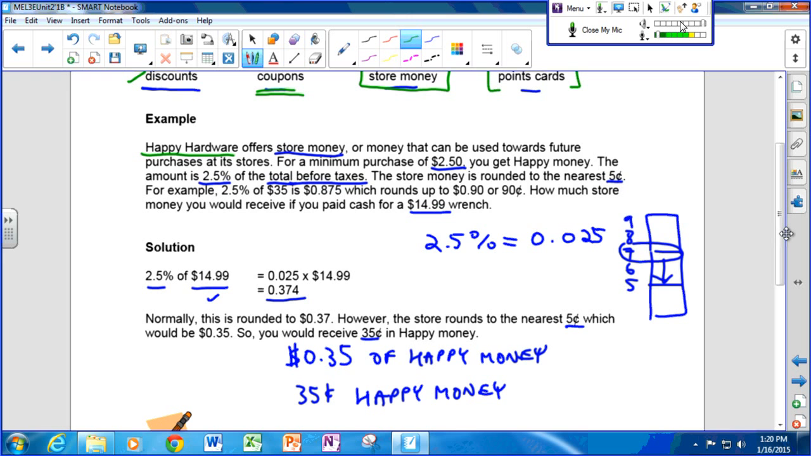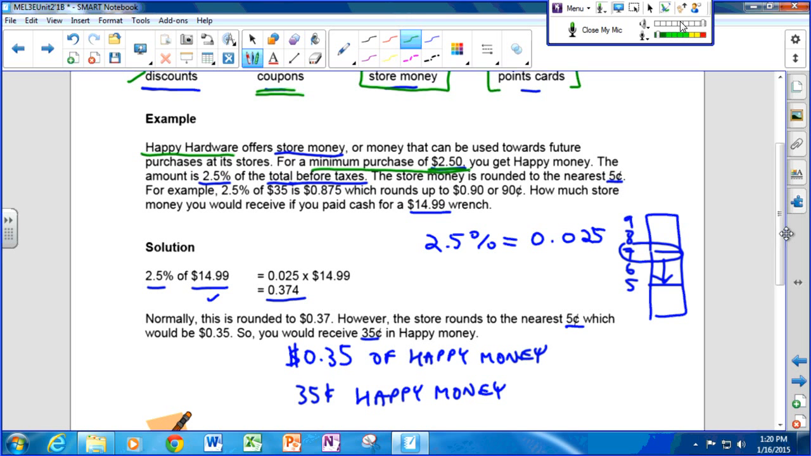So they offer store money that can be used towards future purchases at the store. The minimum purchase is $2.50, so that's one of the catches. Then you get the happy money. So if you go in and you buy something that costs $2, you don't get any happy money.